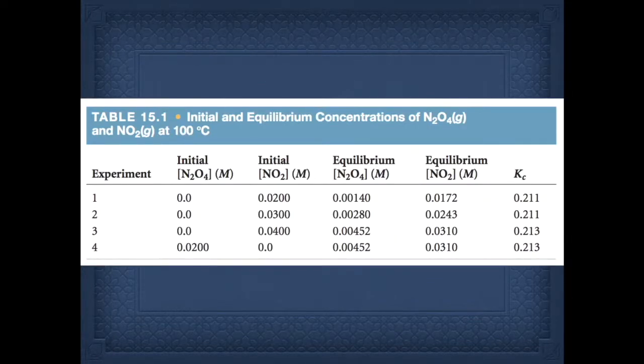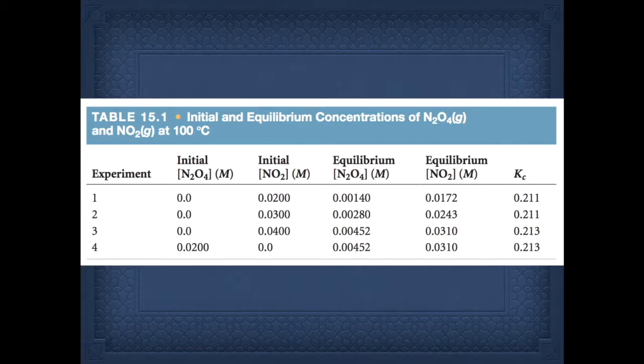So what this table is showing you is a bunch of different experiments in which I start with different concentrations of N2O4 and NO2. N2O4 is my reactant and NO2 is my product. So notice for experiment 1, I start with no N2O4 but a little bit of NO2. The next one still no N2O4 but a little bit more of NO2, and you can see how all of these are very different. What you should notice though, yes, the concentrations that they reach when they're in equilibrium are different, but look at their equilibrium constants.